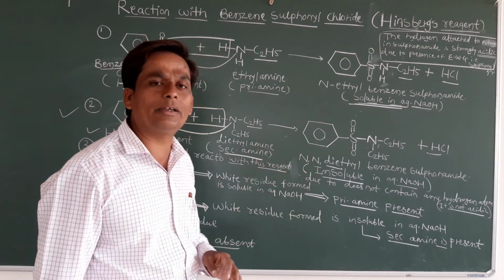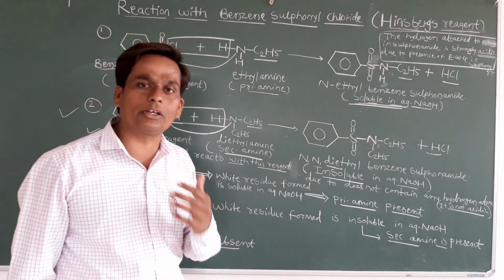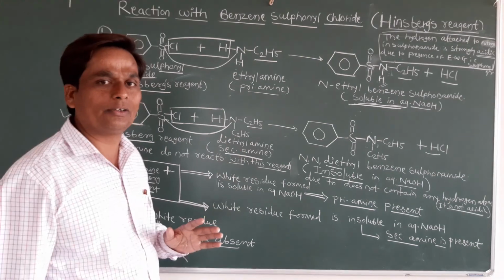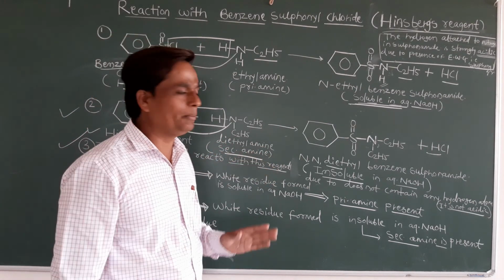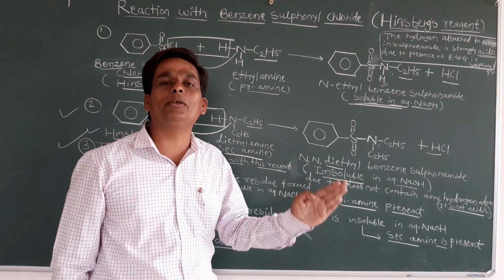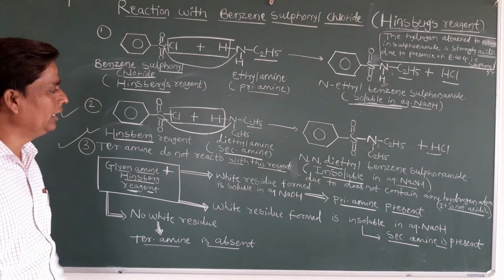Now clear? So this is a very important reaction. If you carry out the same reaction with tertiary amine, we can't get any product. That means tertiary amine does not react with this reagent. So only primary and secondary amines we can check by using the Hinsberg reagent, that is benzene sulphonyl chloride.